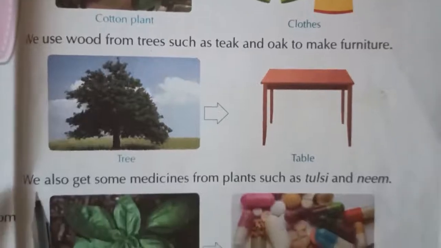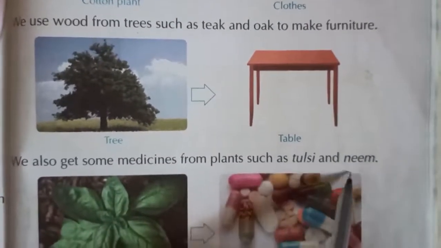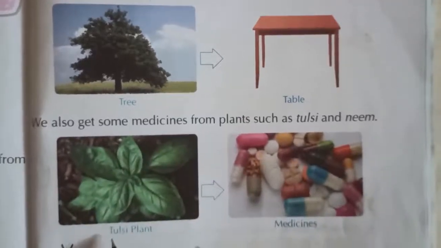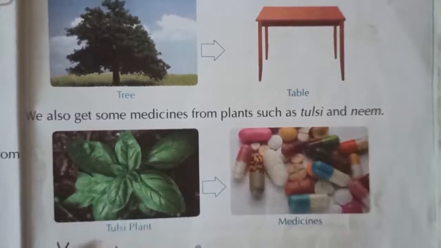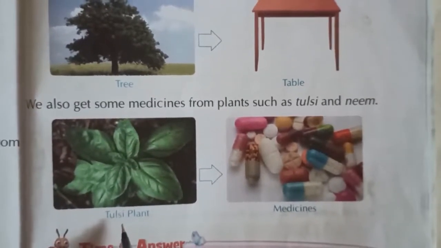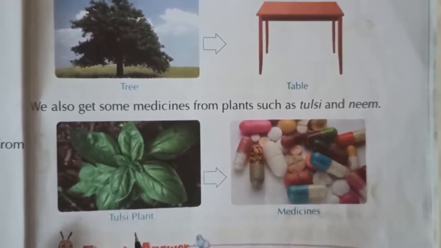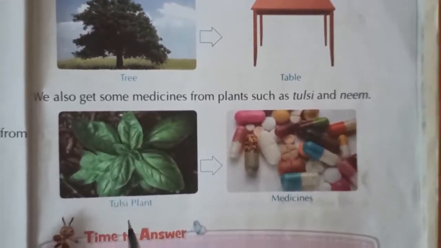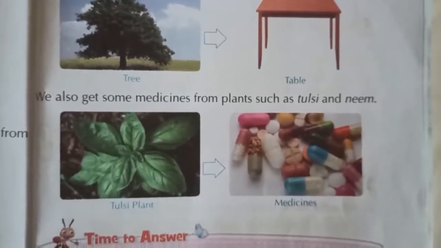Next, we also get some medicines from plants such as tulsi and neem. So plants also provide us some medicines which are useful for our health. Which plants are used for making medicines? Tulsi and neem. So students, you know that plants are very important in our life.